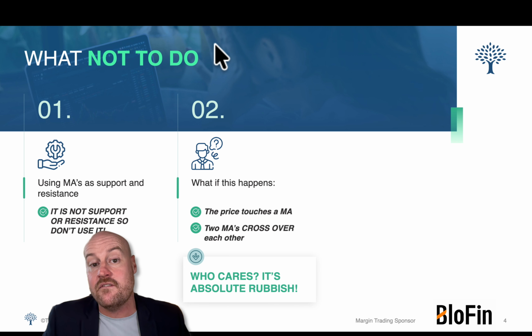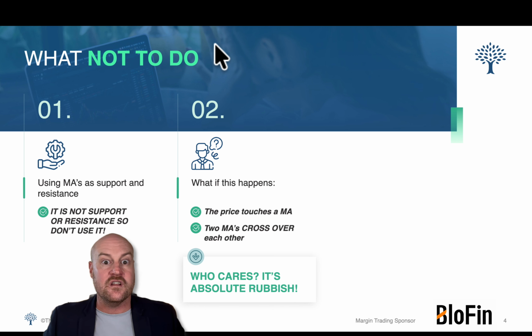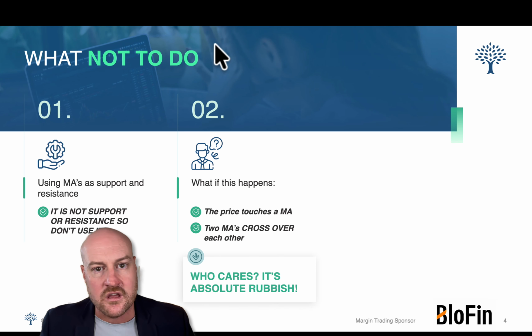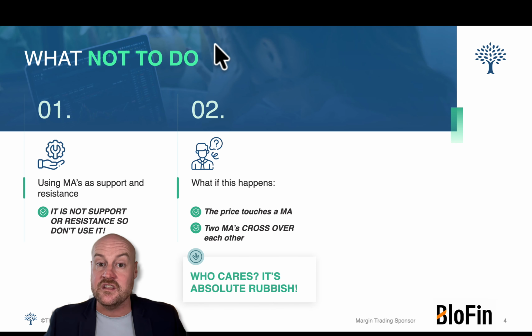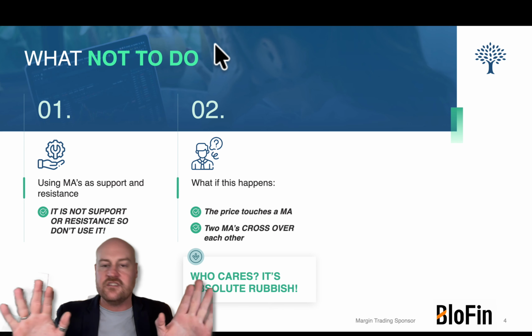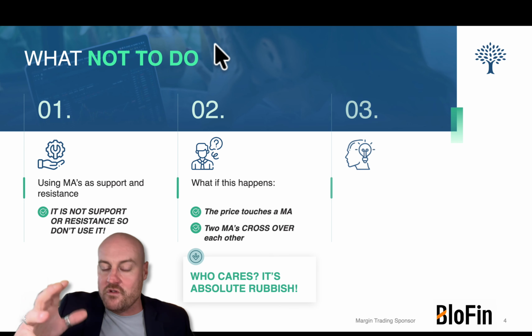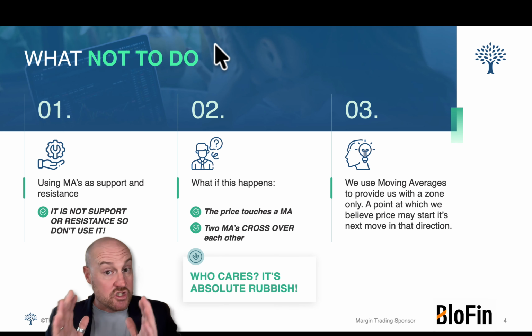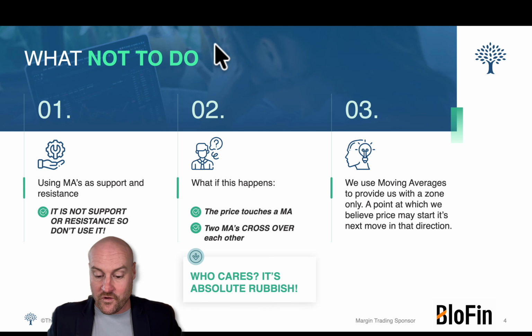And just because a moving average crosses to the upside, for example, in a golden cross type scenario, it doesn't mean the price is going to move higher. What it does mean is that the price has already moved higher. So we're not going to use it for price touching or moving averages crossing. It's absolute rubbish. It's completely nonsensical, and it's not how I trade, and therefore I'm not going to teach you how to do it.